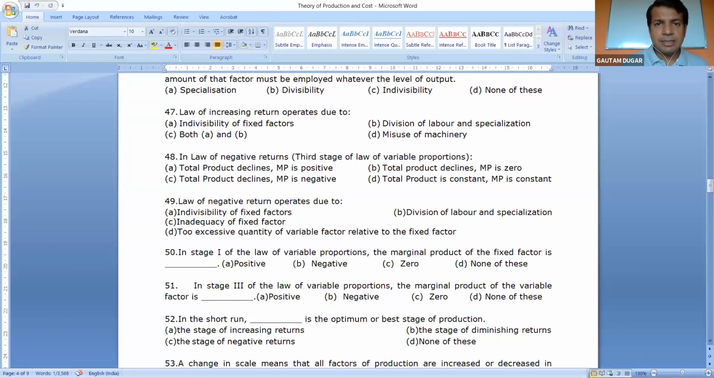These are revision classes and it's a crash course. You can see so many questions from that one diagram. If that concept is clear, a lot of questions can be solved based only on that small portion of the theory of production in the short run.